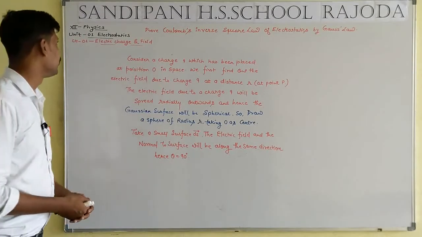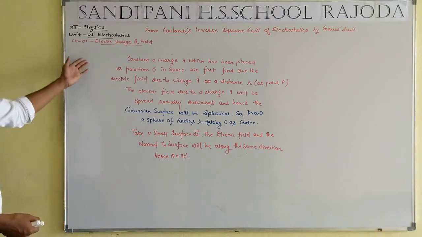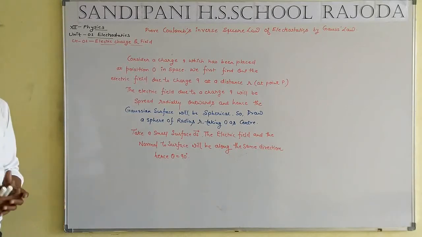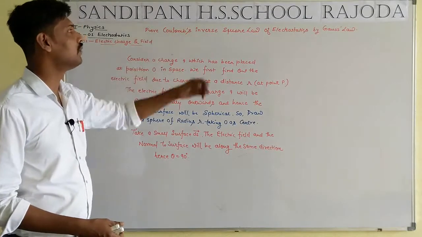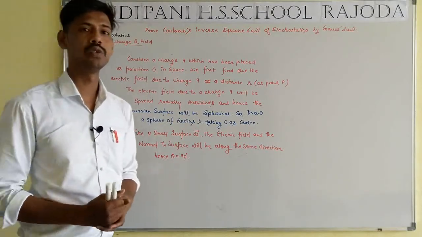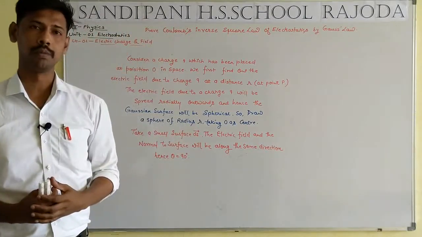Class 12 Physics, Unit number 1 Electrostatics, Chapter number 1 Electric Charge and Electric Field. Today's topic is proof of Coulomb's inverse square law of electrostatics by use of the Gauss theorem.